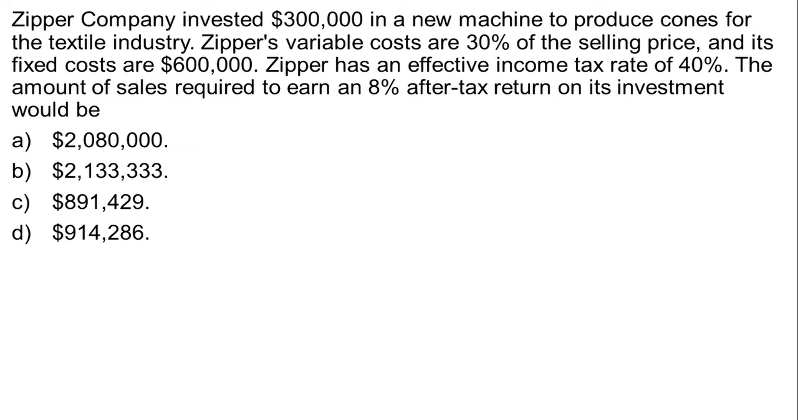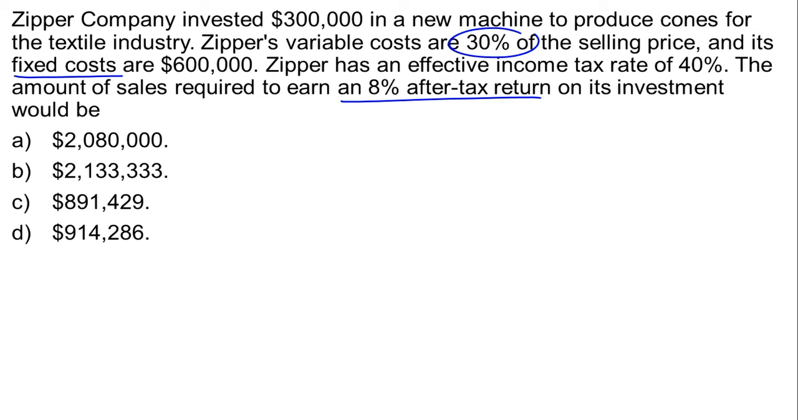Well, given the fact that we're told what our fixed costs are, and we're told that we have a profit requirement, an 8% after-tax return on its investment, this kind of leads us to think that this is going to be just a break-even question. We have our 8% after-tax return, our tax rate, and our fixed costs, but the issue is that the 8% after-tax return is not a return on sales. When we look at break-even point and profit point, that percentage was generally a percentage of sales. And we don't know what the sales price is per unit.